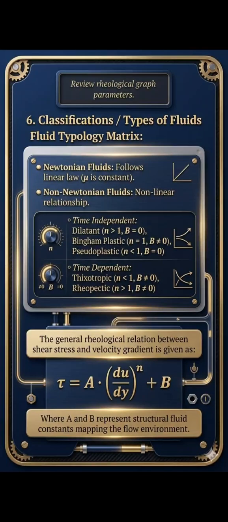Classification and types of fluids, fluid typology matrix. Newtonian fluids follow linear laws. Non-Newtonian fluids have non-linear relationships. Time independent: dilatant, Bingham plastics, pseudoplastics. Time dependent: thixotropic and rheopectic. The general rheological relation between shear stress and velocity gradient is tau equals A (du by dy) to the n plus B. A and B represent structural fluid constants mapping the flow environment.